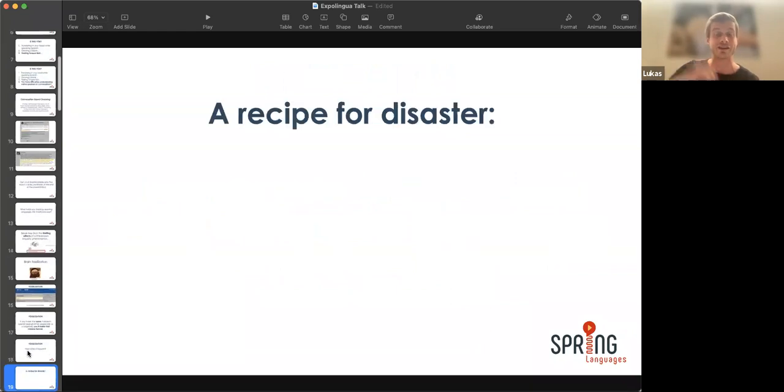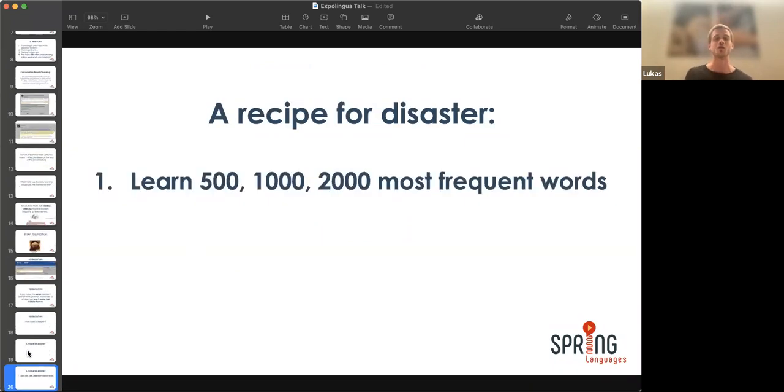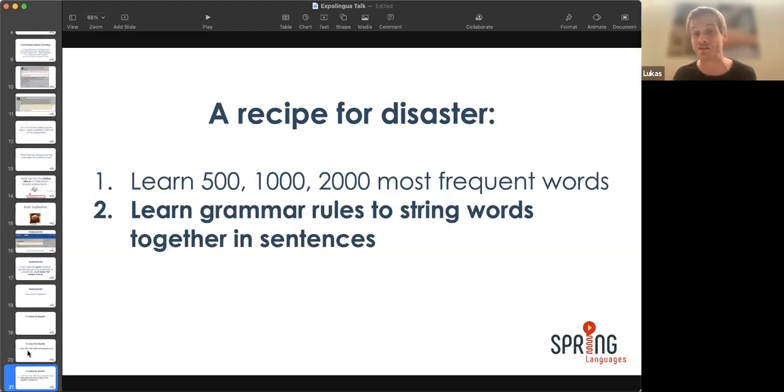I'll show you. It happens through what I call a recipe for language learning disaster. Step one would be learning the 500 or 1,000 or 2,000 most frequent words. So learning a lot of word lists, isolated words, where you just have a whole pile of words that you try to cram into your head, right? Of course, with these words, you can't do anything yet. So you need to learn the grammar, right? You learn grammar rules so you know where to put which word in the sentence, how to structure your sentences, etc.